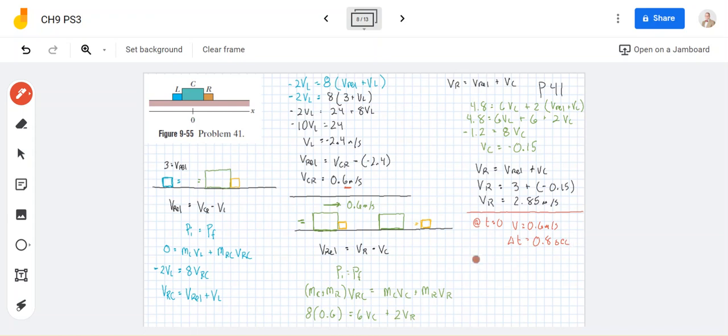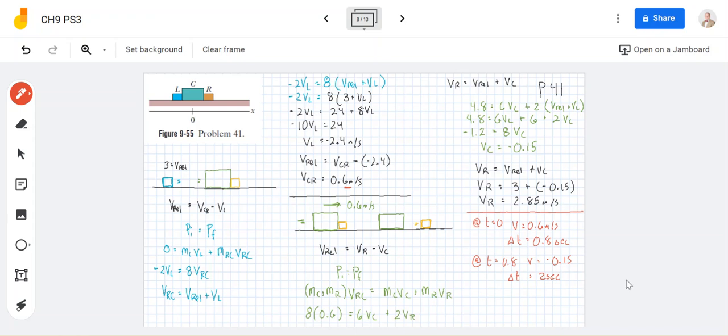Then at t is equal to 0.8, the velocity switches to negative 0.15, and it does that for delta t is equal to 2 seconds.